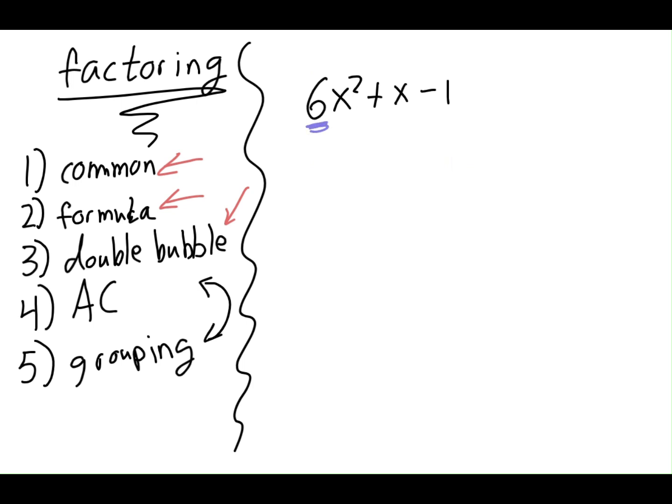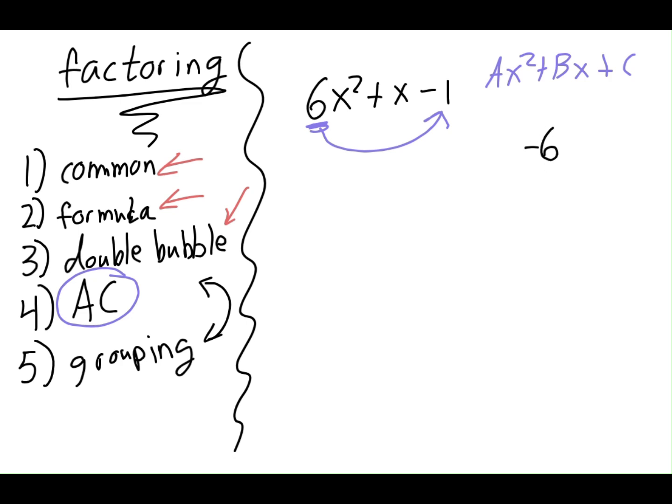So double bubble failed. That leads us to the AC method. Now the AC method basically is for things that you would think are double bubble, but hey, the leading coefficient isn't 1. So what I'm going to do is multiply A times C, thus the AC, right? Remember, if you have Ax squared plus Bx plus C, that's where the AC name comes from. I'm going to multiply A and C. So that gives me 6 times negative 1, which is negative 6.